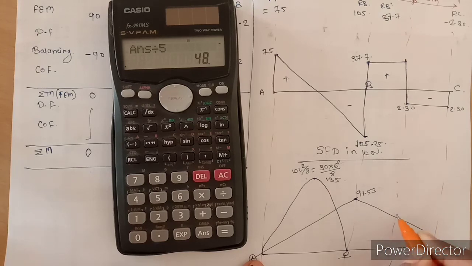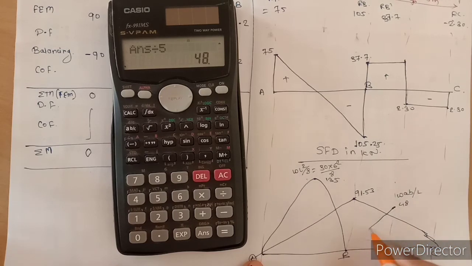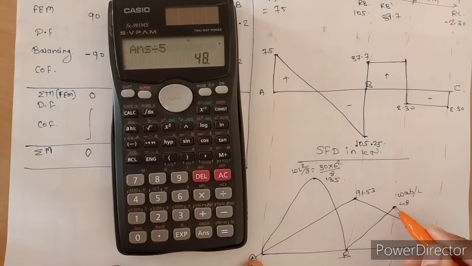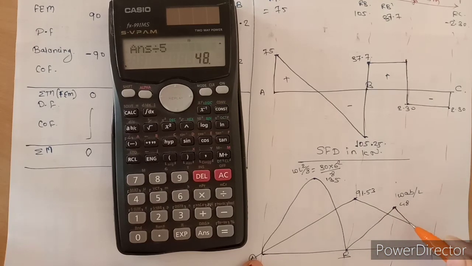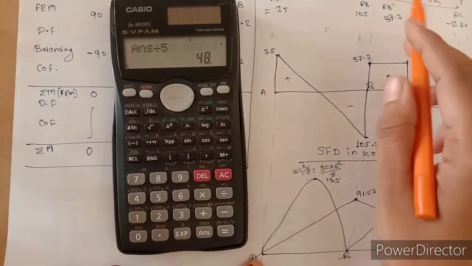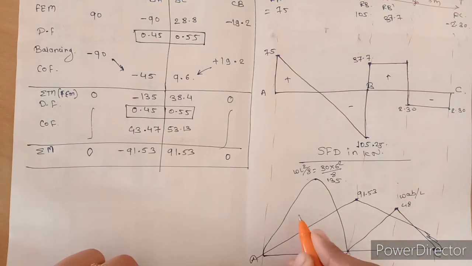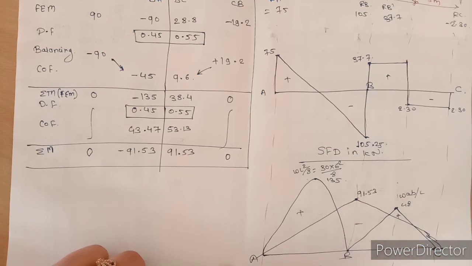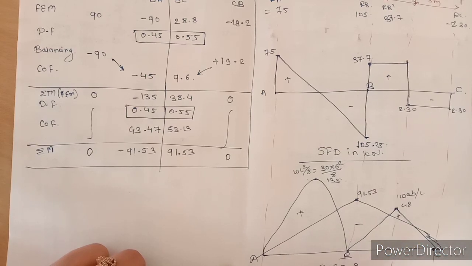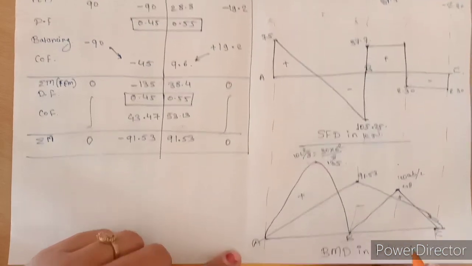So we take approximately here WAB divided by L, so 48. So the diagram is like that. A triangular shape, because over this member a point load acts. So this is our bending moment diagram, BMD in kilonewton meter.